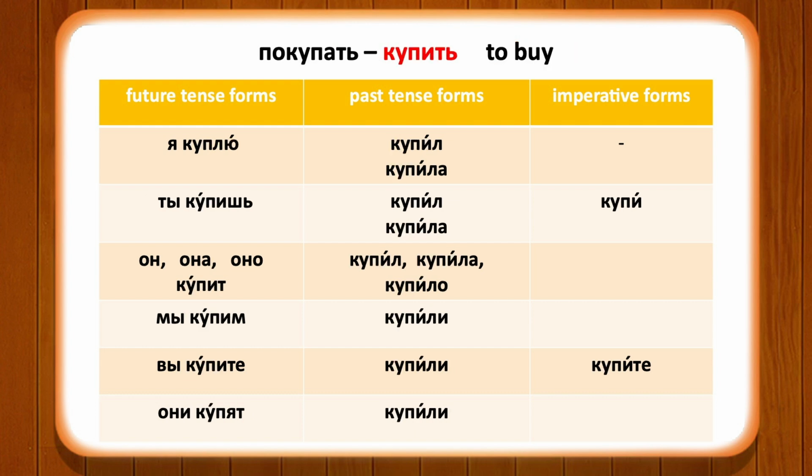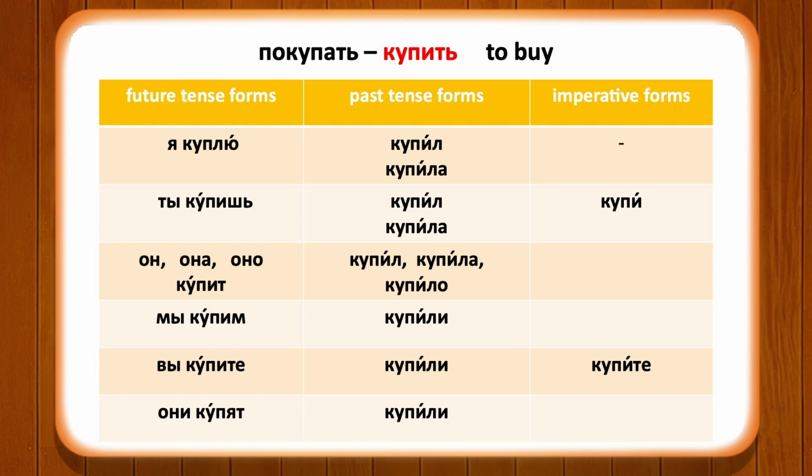The next verb is купить. Купить means to buy. It is a perfective aspect verb and its imperfective aspect counterpart is покупать. Покупать is conjugated just like читать. Let us now learn the conjugation of the perfective aspect.